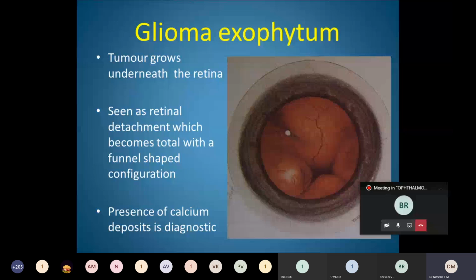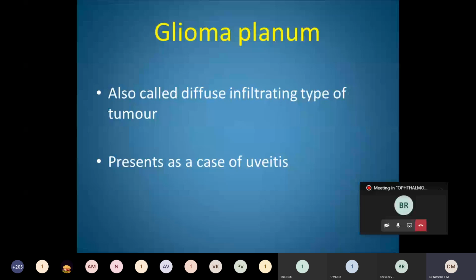This is glioma exophytum, where it is growing underneath the retina. Along with that, you are seeing retinal detachment. You are seeing so many folds, 1, 2, 3 folds, with a demarcation line, which indicates retinal detachment, which can become total, or even funnel shaped, with presence of calcification. Calcium deposits are always diagnostic of exophytum. Glioma planum is also called the diffuse infiltrating type of tumor, which can also present as a type of uveitis.